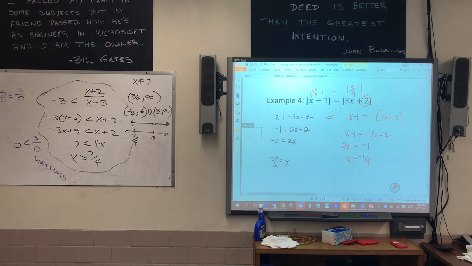I just want to show this to reiterate that it doesn't matter if I go negative x plus 1. So that would have been multiplying this side by the negative instead, right? Does that equal 3x plus 2? Okay, if I do that, add x to both sides. Okay, subtract 2 from both sides. Will I still get negative 1/4 for my x value?